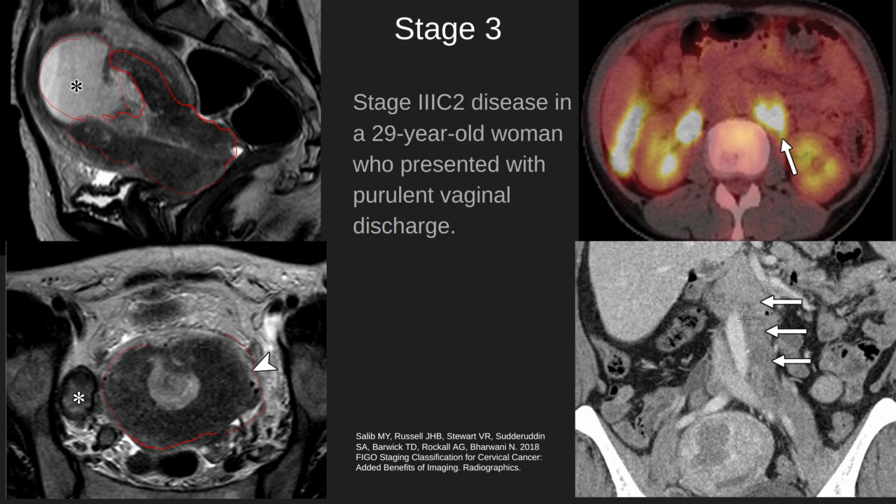And this is a coronal CT showing heterogeneous para-aortic lymphadenopathy right next to the aorta and the IVC. The patient underwent a PET-CT that also shows this hypermetabolic para-aortic retroperitoneal lymphadenopathy that is consistent with stage 3C2 disease.